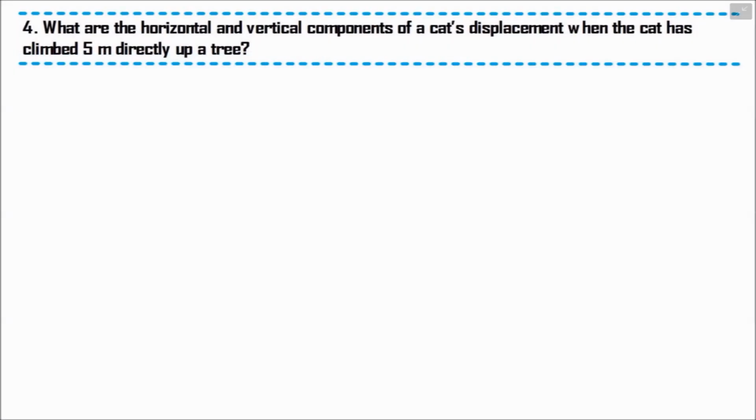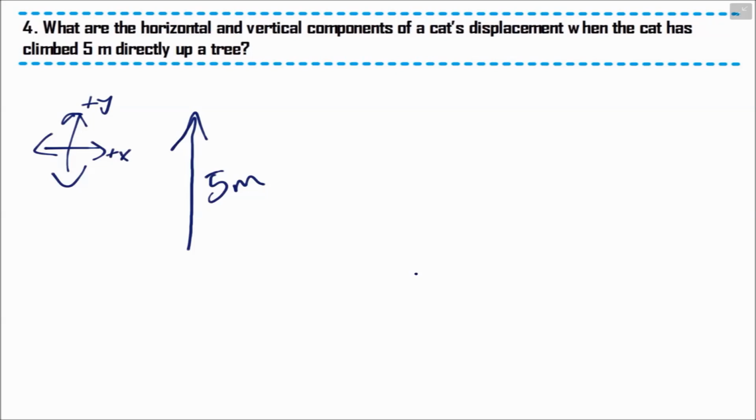Hello, welcome everyone. In this question it says, what are the horizontal and vertical components of the cat's displacement when the cat has climbed 5 meters directly up the tree? So it means it has climbed directly up 5 meters. If we draw the coordinate system, with positive y and positive x directions, the cat moves only in the positive y direction, so the y component is directly positive 5 meters. And if the vector lies only in one component, that means if it lies in the y component, the x component is 0. If it lies in the x component, y is 0.